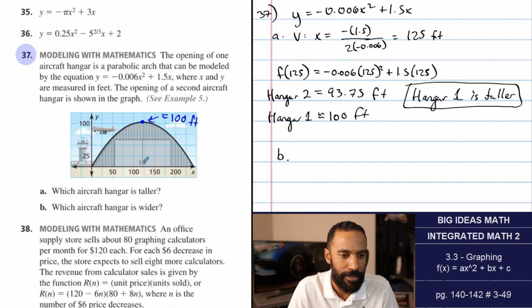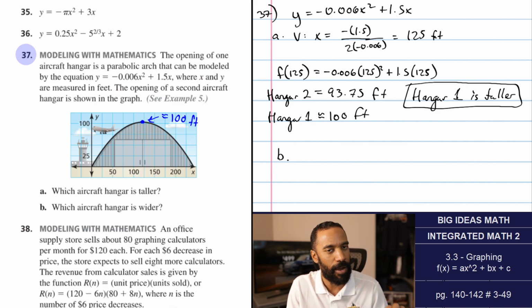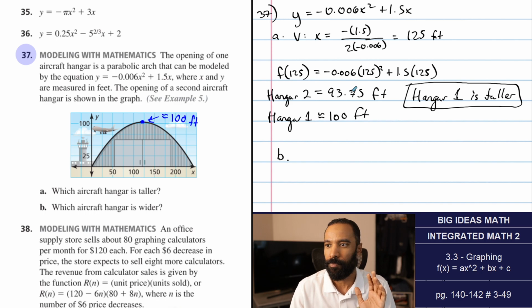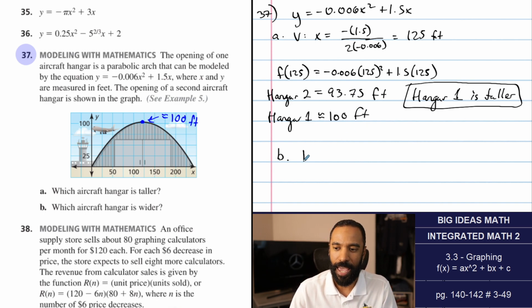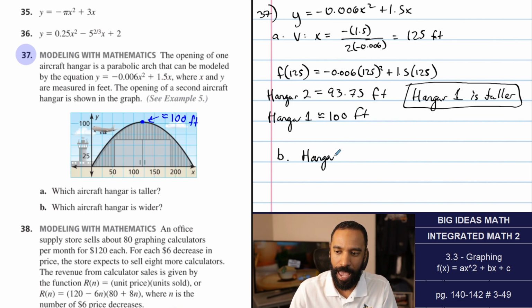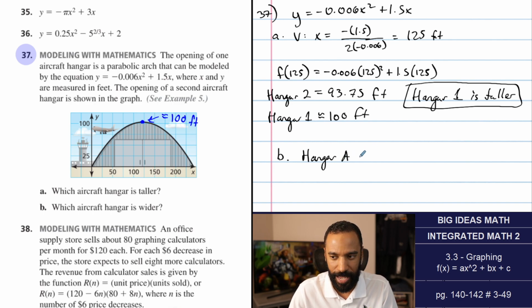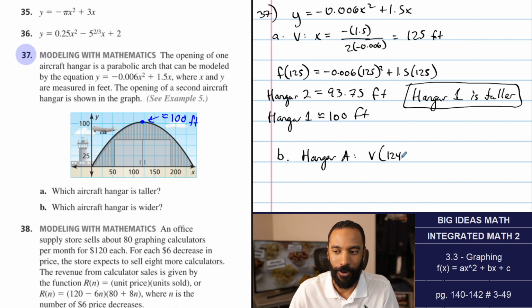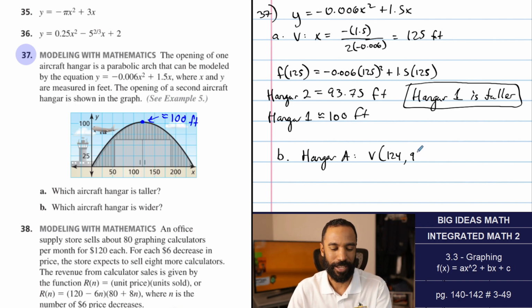Which is right of the door line. The door line's the middle of the hangar, so that door line must be left. And that's how I kind of drew the thing as well. It's just left of that 125. So this is important because hangar A's vertex is something, let's say it's 124 comma 90, comma 100.